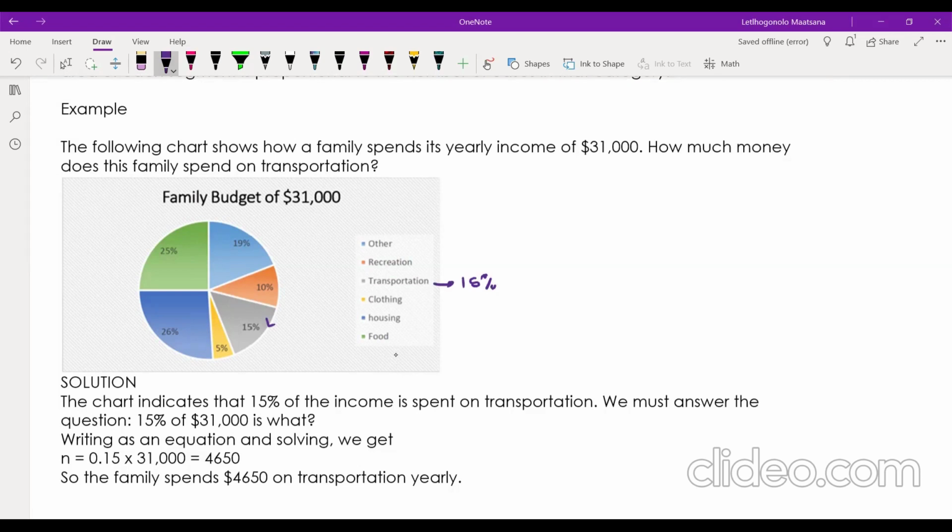transport. So we can calculate that, saying the amount that goes into transport would be the 15% multiplied by the total, giving us $4,650.